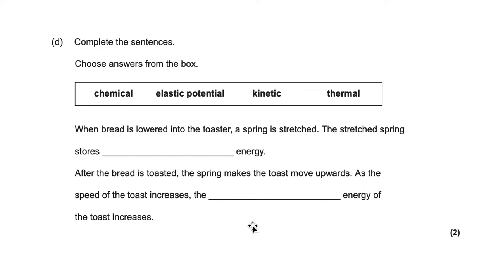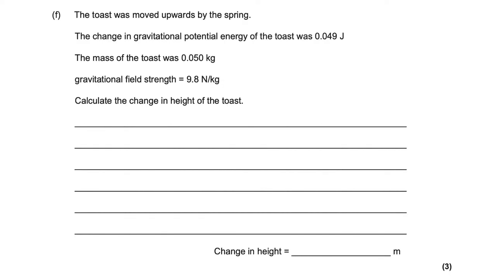Now, this question is a little bit confusing because it talks about the toast moving upwards, and that would be gravitational potential. So in this case, as the toast moves upwards, it gains both gravitational potential and kinetic. You've got to choose the best fit answer from the options, and because it's talked about speed just before this gap, kinetic is what they're looking for. We've then got a calculation question. The toast was moved upwards by the spring. The change in gravitational potential energy of the toast was 0.049.